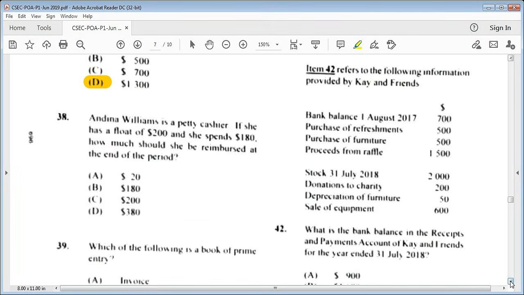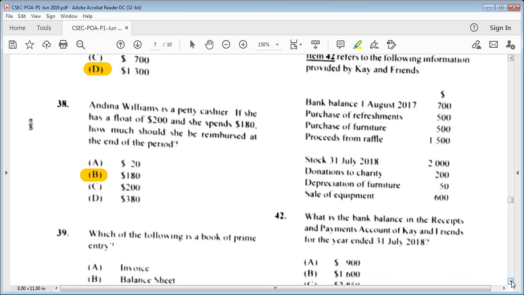38 says, Andina Williams is a petty cashier. If she has a float of $200 and she spends $180, how much should she be reimbursed at the end of the period? A, $20. B, $180. C, $200. D, $380. So we know it would be the $180 that she spends. B.